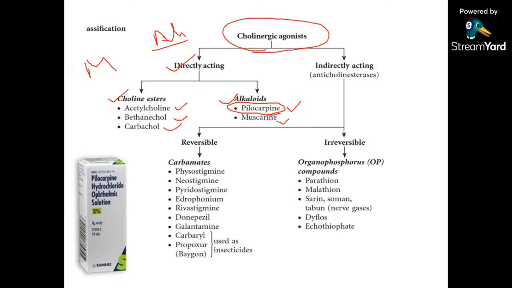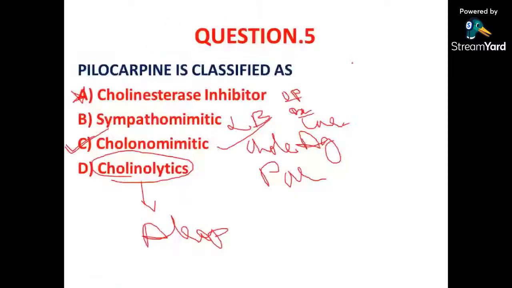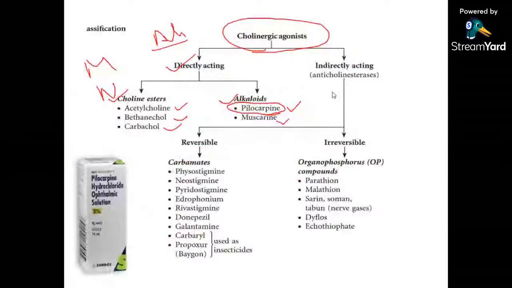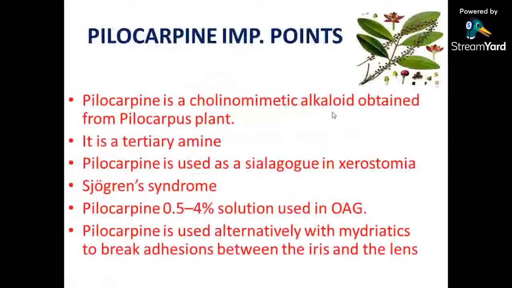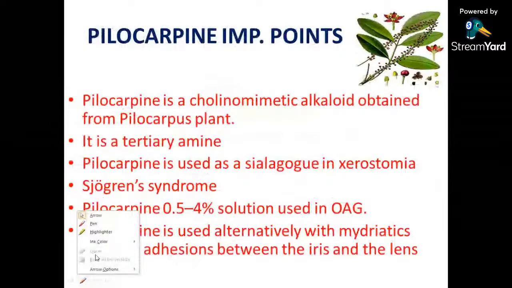And the remaining sympathetic and parasympathetic questions and other questions related to asthma and bleeding conditions, I'll try to discuss in the next class. I think these five questions are okay to you. And before ending the session, let me tell you some important points about pilocarpine, because they may ask about it in the next examinations.